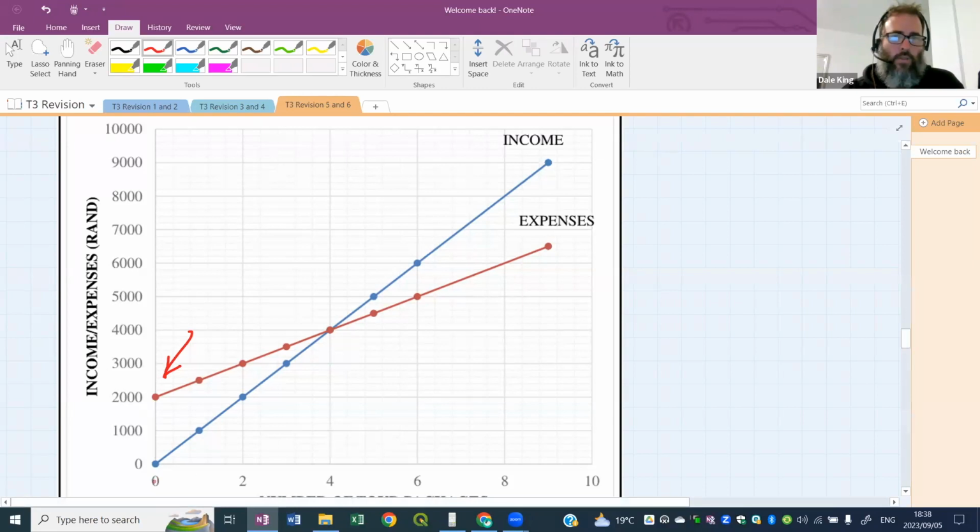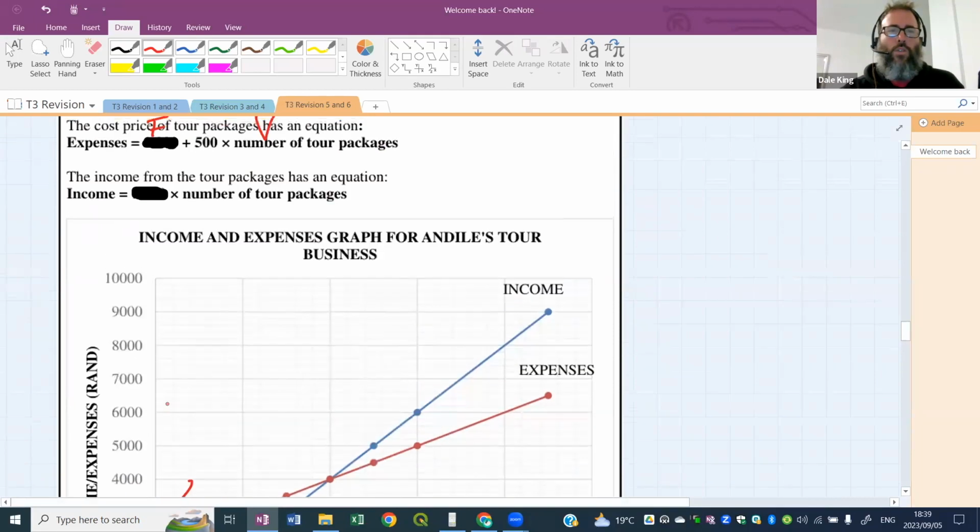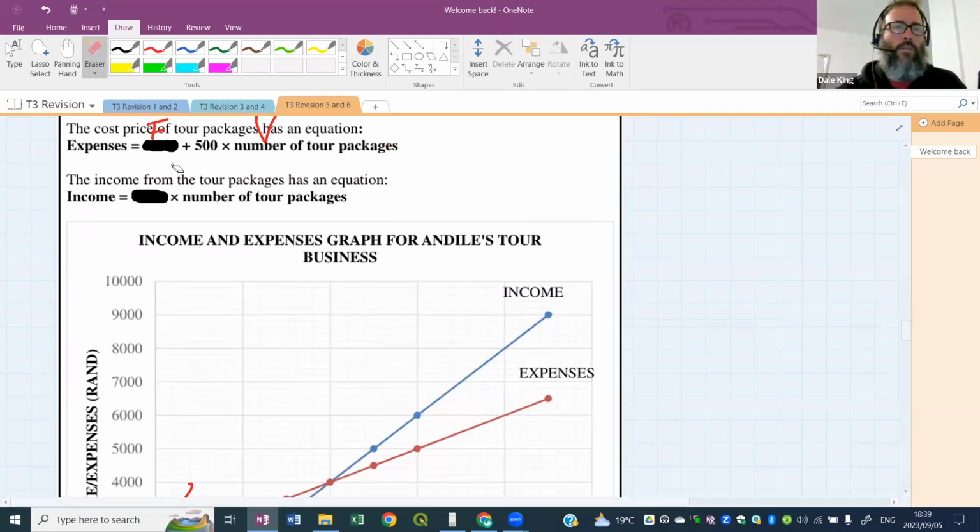And there they show. So at 0 for this expense line, there is a value. It doesn't start at 0 rands at 0. It starts at a value. And this value is 2,000 rand. So even if you haven't sold packages, your fixed expenses will be 2,000 rand. So let me erase this little black mark. And there you can see it's 2,000 rand for the fixed expense. Excellent. Good job. Yes, Vinci, well done where the graph starts.